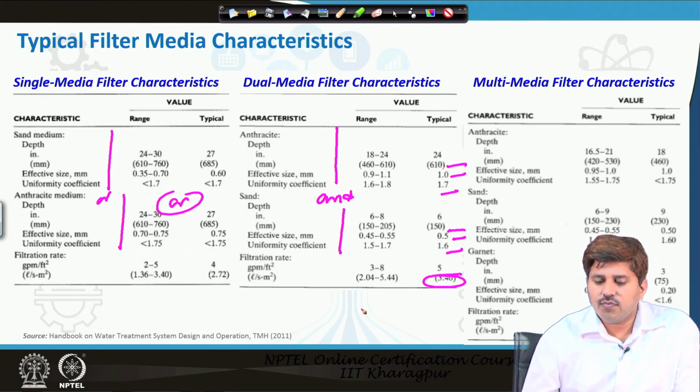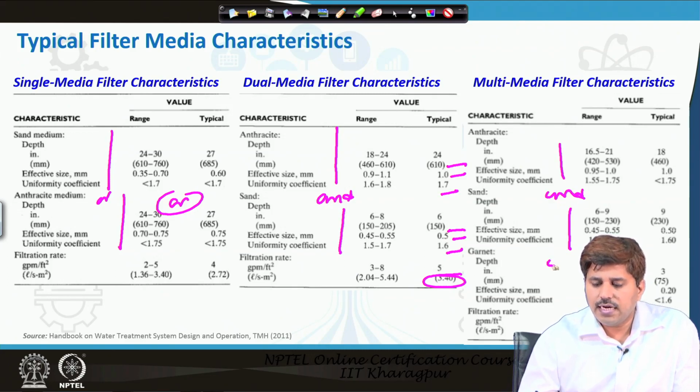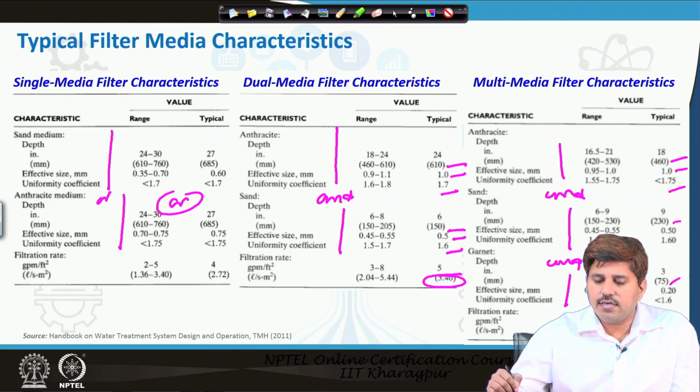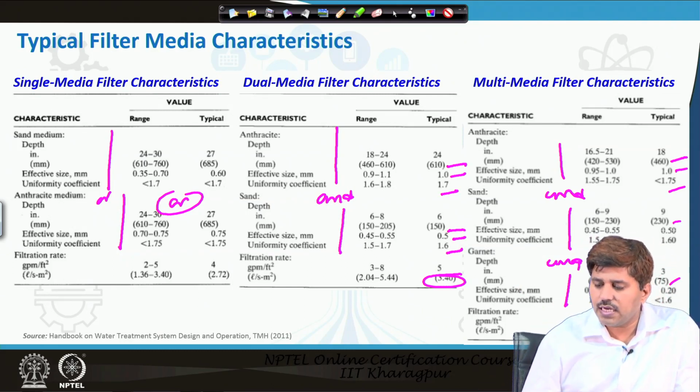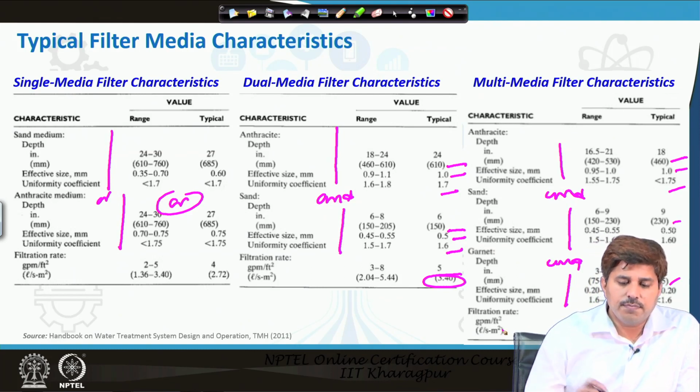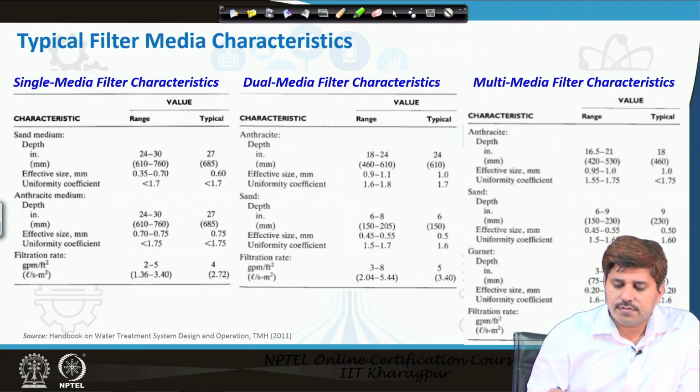In multimedia filter, when we are using say anthracite and sand and granite, all the three media, for this the depth of anthracite can be kept as 460 mm, the effective size 1, uniformity coefficient less than 1.75. Similarly, for sand and granite medium we can choose these specifications and it allows even higher flow rate. So, we can use flow rates up to 4 liter per second per meter square.